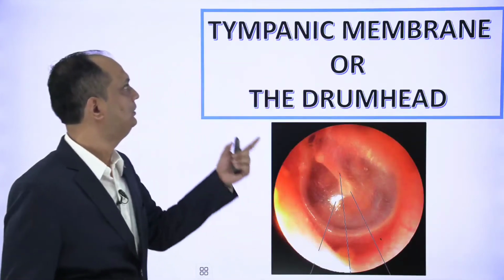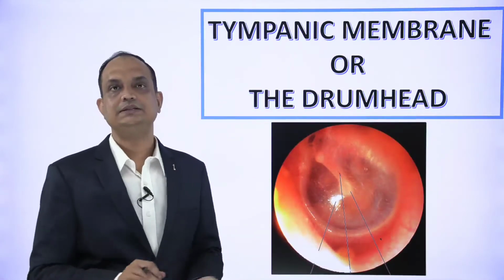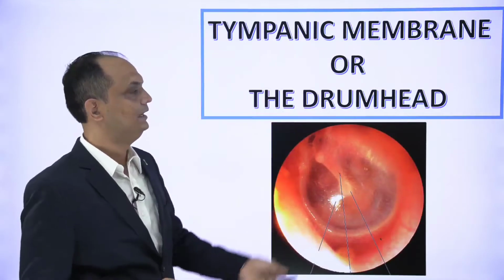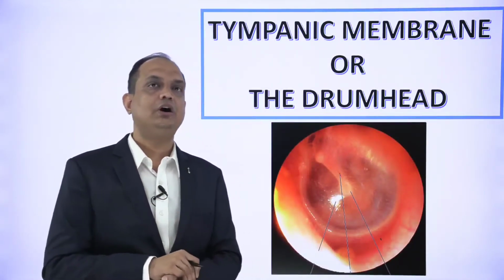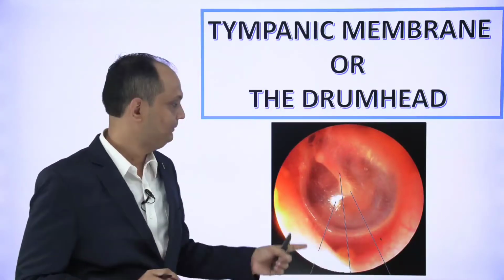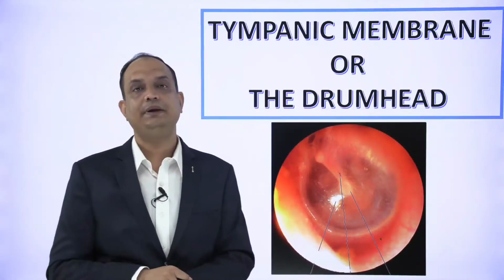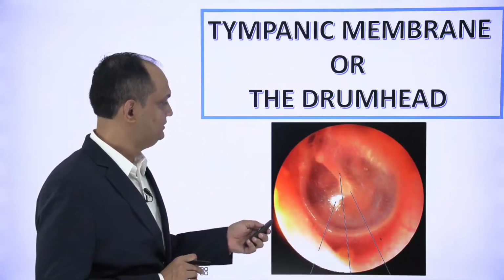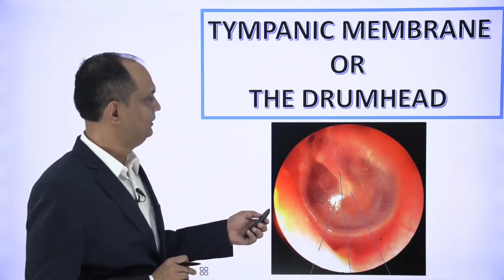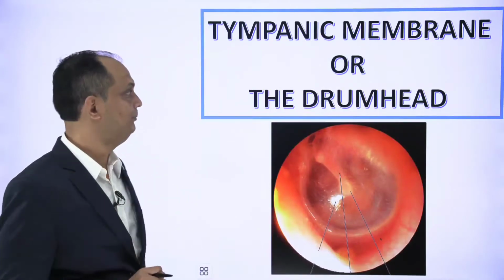Today we will discuss the tympanic membrane. This tympanic membrane is also known as the drum head. Now when you visualize a living person's tympanic membrane, this is the normal appearance of the tympanic membrane. So we will discuss the anatomy and see the different anatomical landmarks of the tympanic membrane.